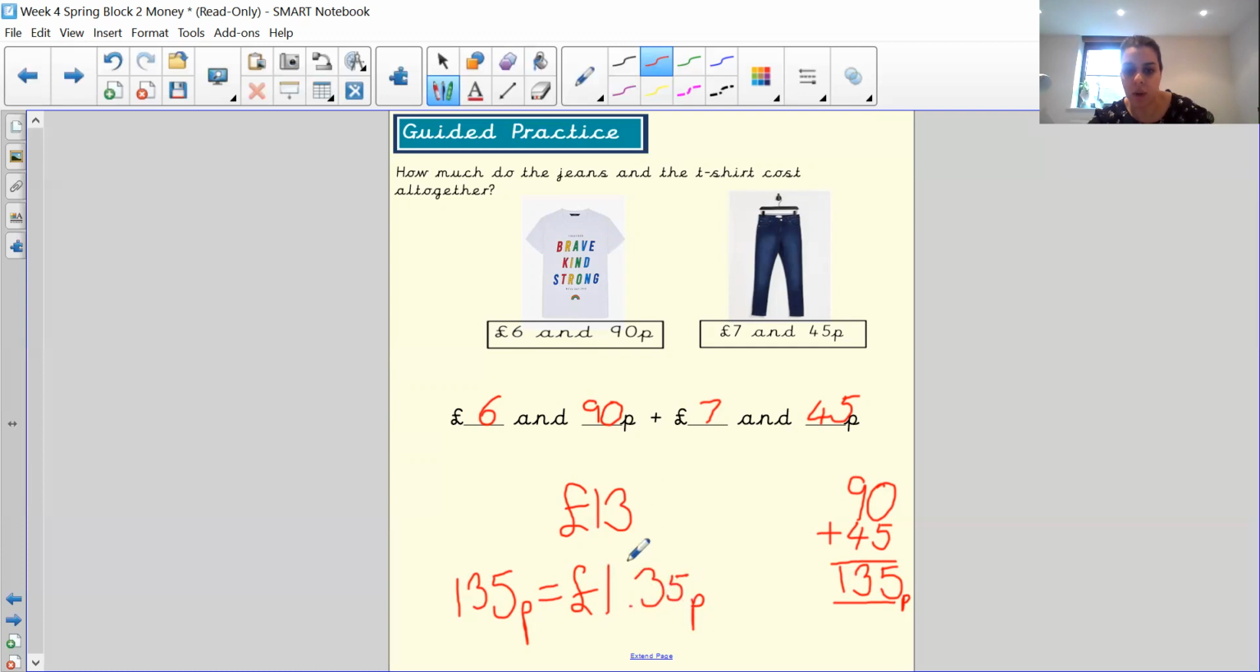So now we need to add that to our total when we got 6 and 7. So we're going to have £13, but we're going to add a £1 to that. So I'm going to change that 3 into a 4. So it's £14 and how many pence have I got? 35 pence. And that is our total for the t-shirt and the jeans. Okay, let's have a look at what's next.